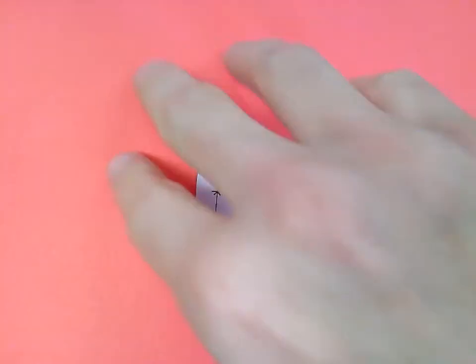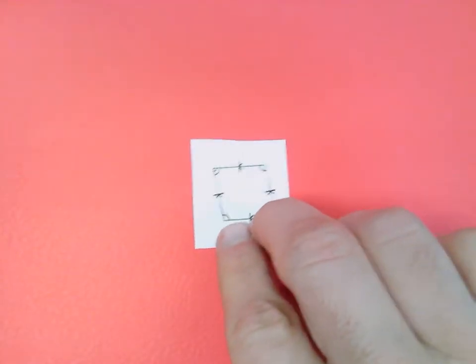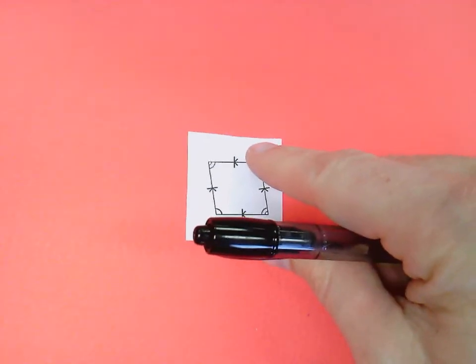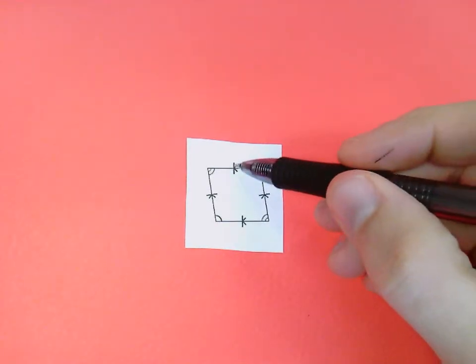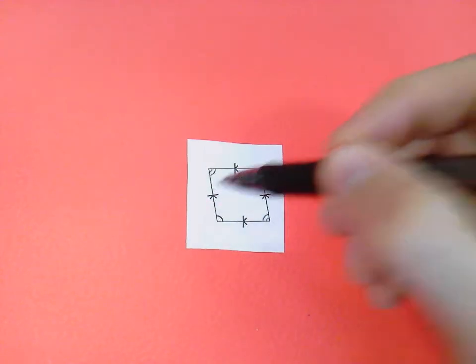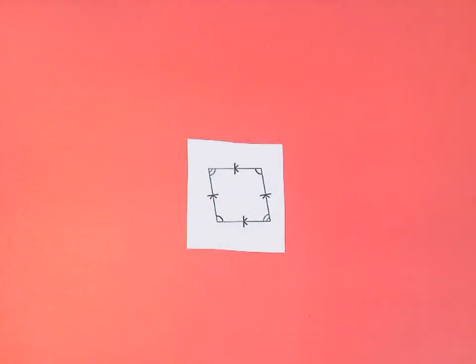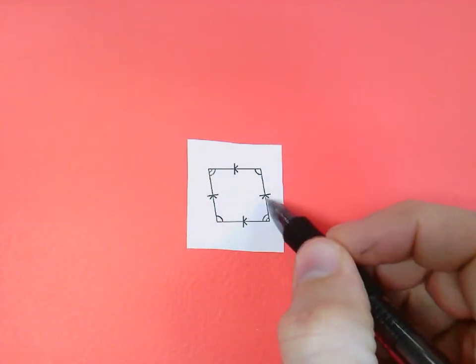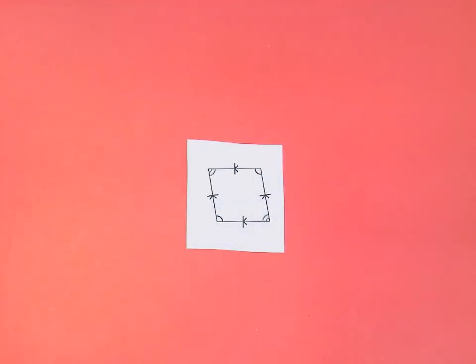And our next one is a rhombus. A rhombus, once again, is a quadrilateral where all sides are the same length. So one line, one line, one line, one line. That means that all the sides are the same length. A rhombus also has opposite sides being parallel. This side is parallel to this side. This side is parallel to that side.